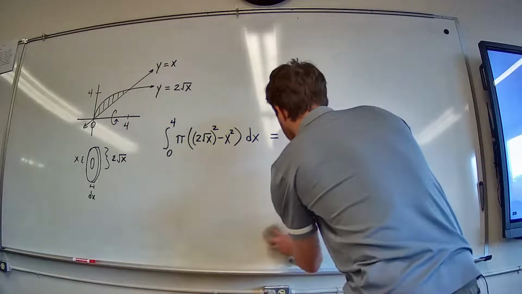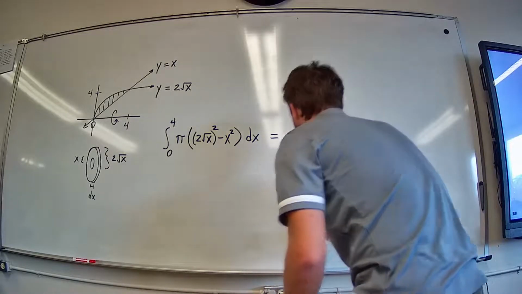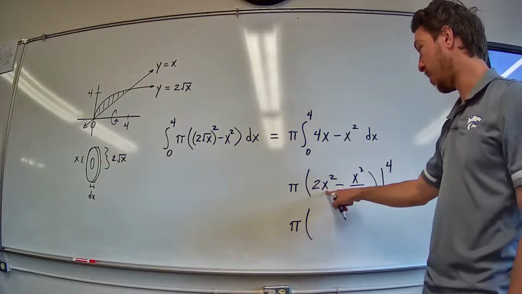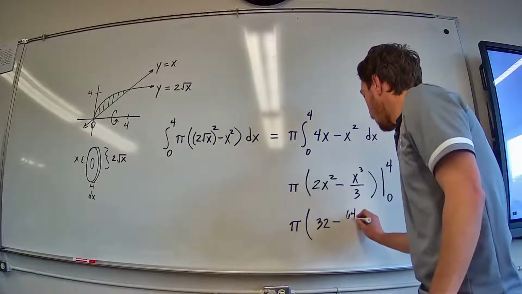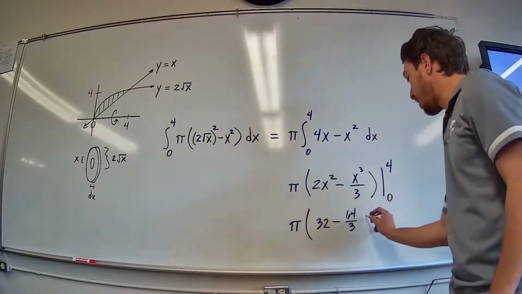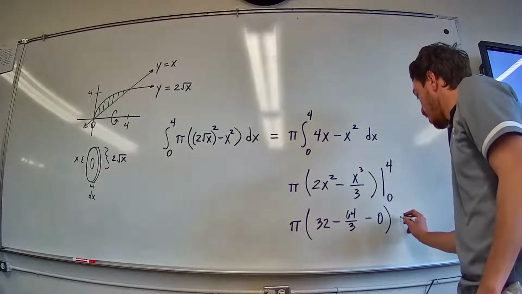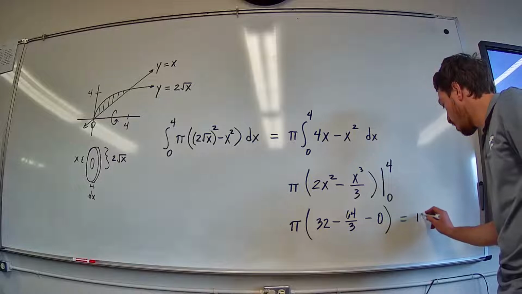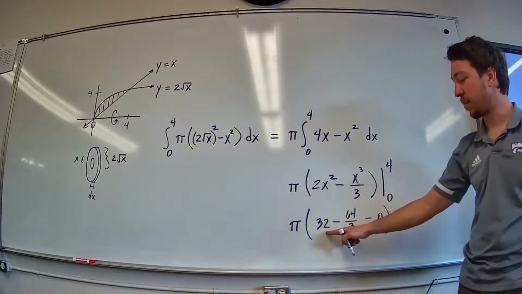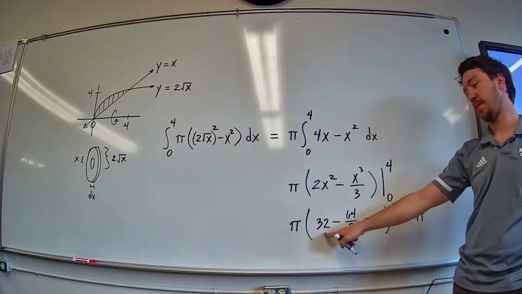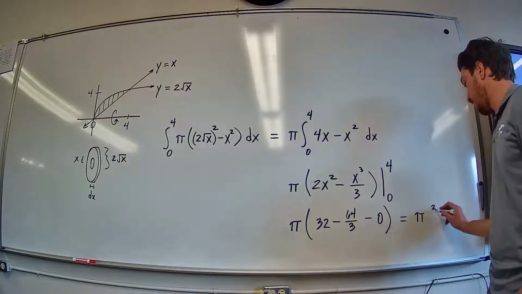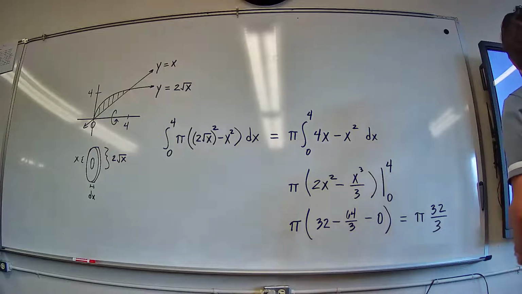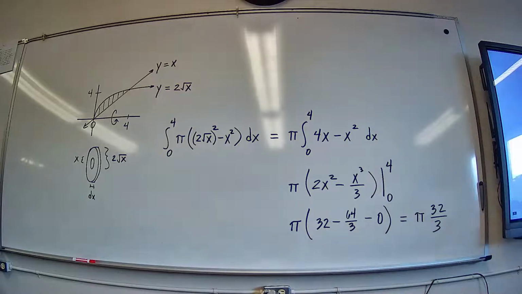Okay, so it's pi times, let's see, plug in the 4, and you get 32 minus 64 thirds, and then minus the 0 just gets a 0. So how many thirds is that? 96. So 96 minus 64 is 32. So 32 pi over 3 is our answer. Amazing.